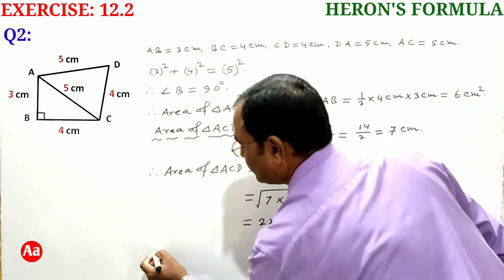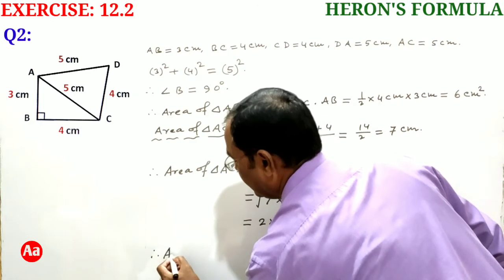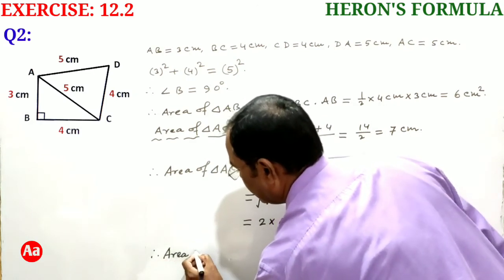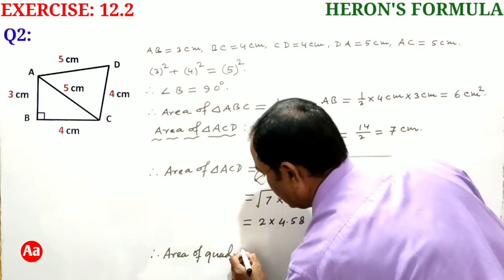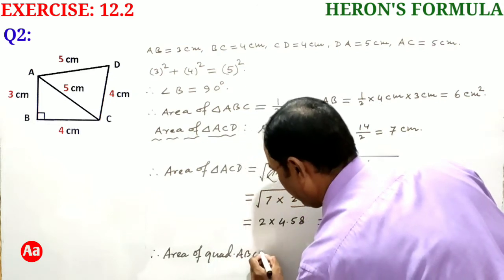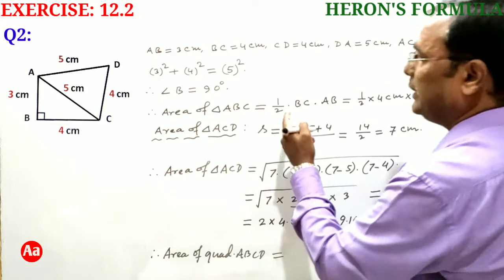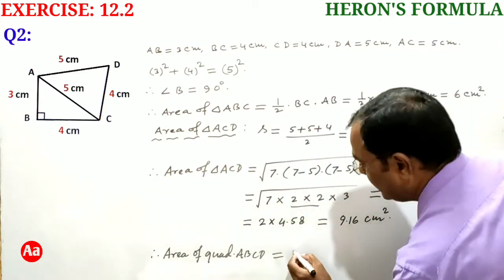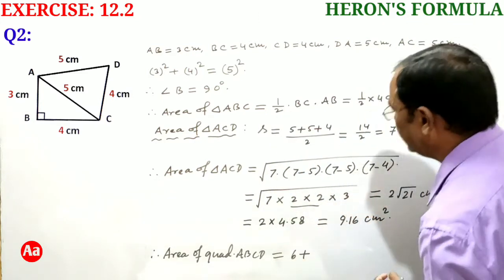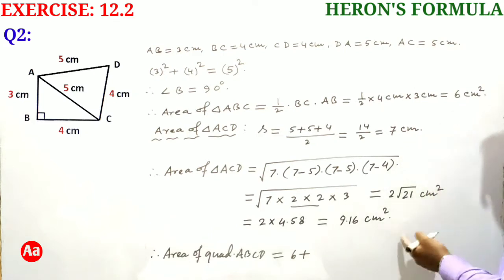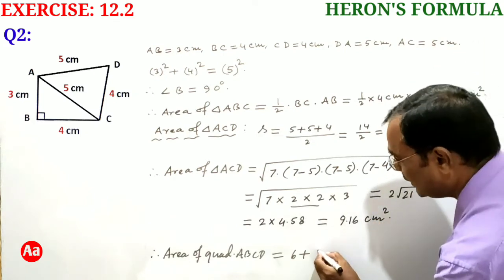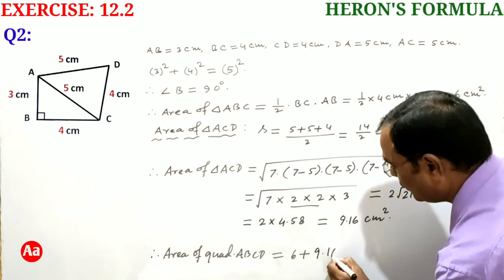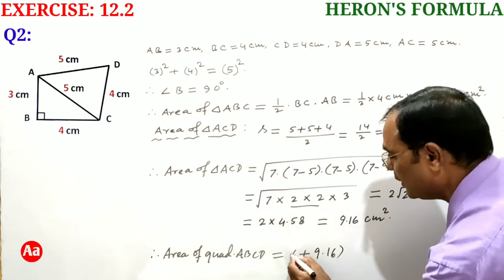Therefore, area of quadrilateral ABCD is equal to area of triangle ABC, 6 centimeter square, plus area of triangle ACD, 9.16 centimeter square.